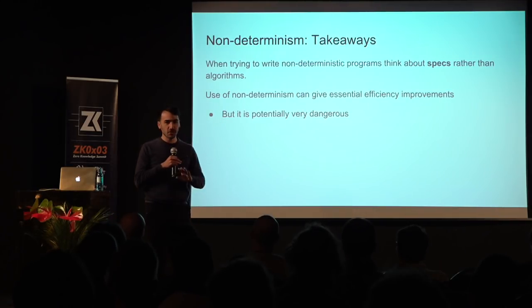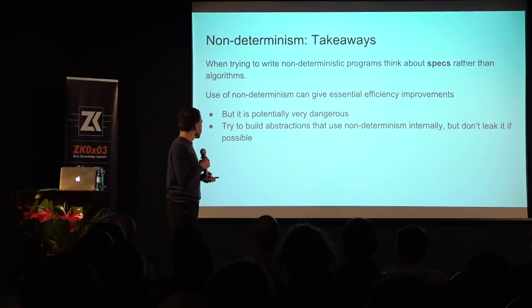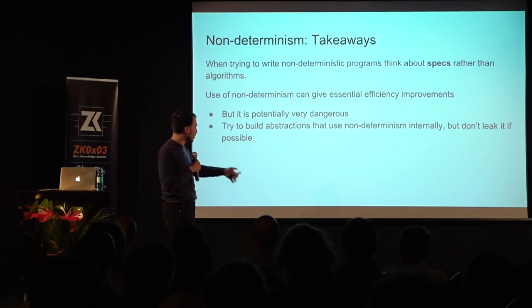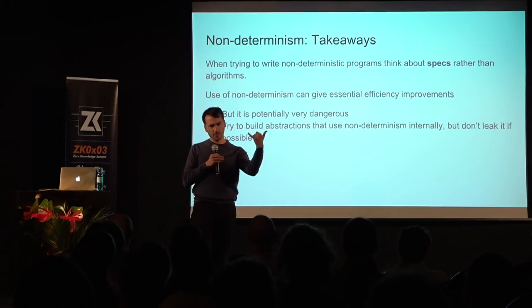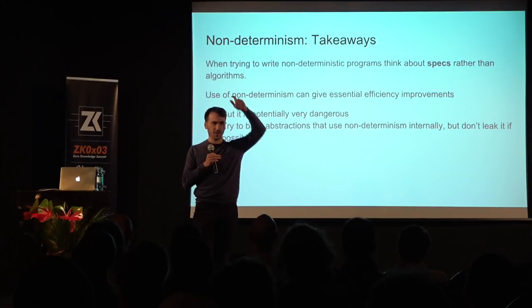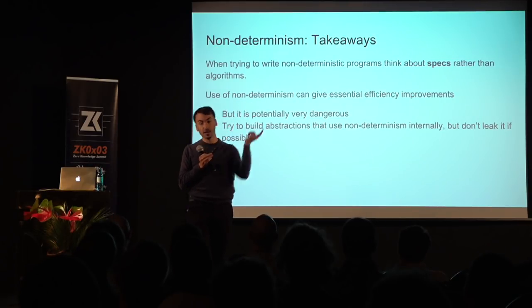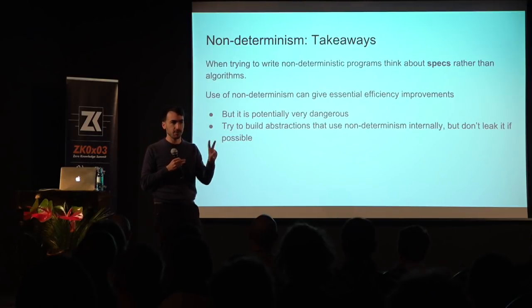So that division function is really scary because it lets them sneak whatever value they want through your assertions, which is potentially really bad. So you try to build abstractions that somehow use the non-determinism internally, but don't leak it if possible. So for example, with division, if you assert that y is not equal to 0, then you don't have to think about it anymore. You know it's really a function. It doesn't have non-determinism.